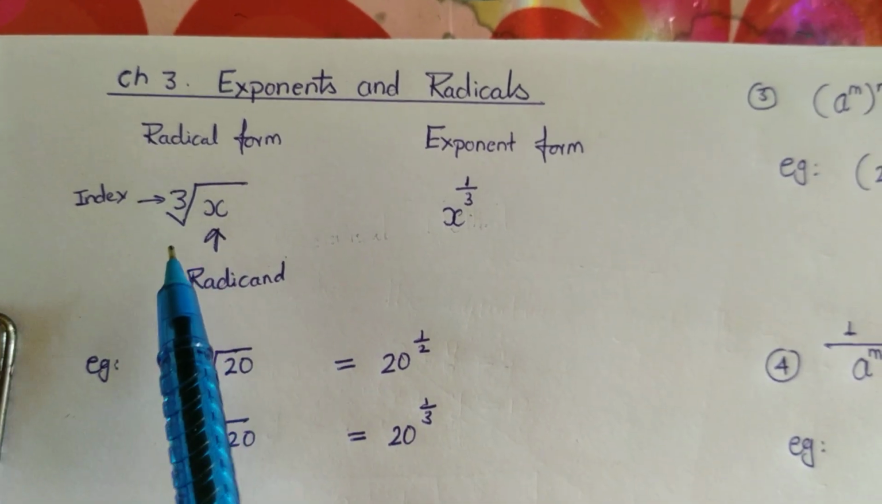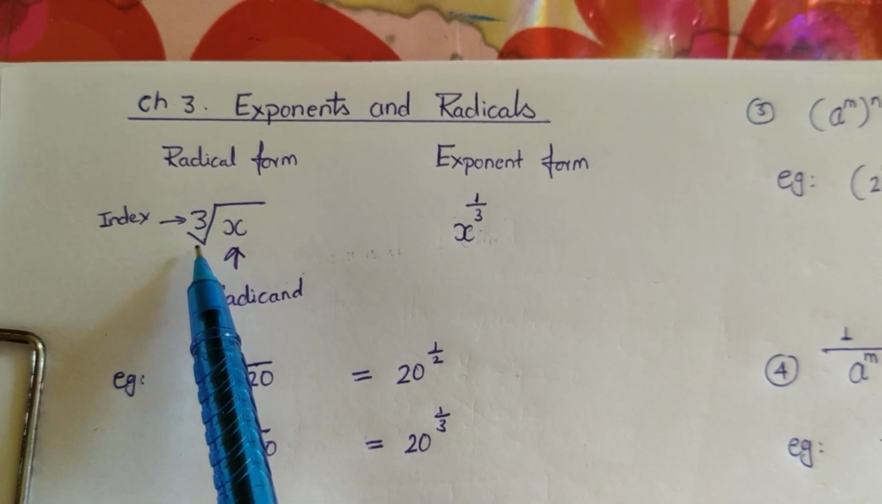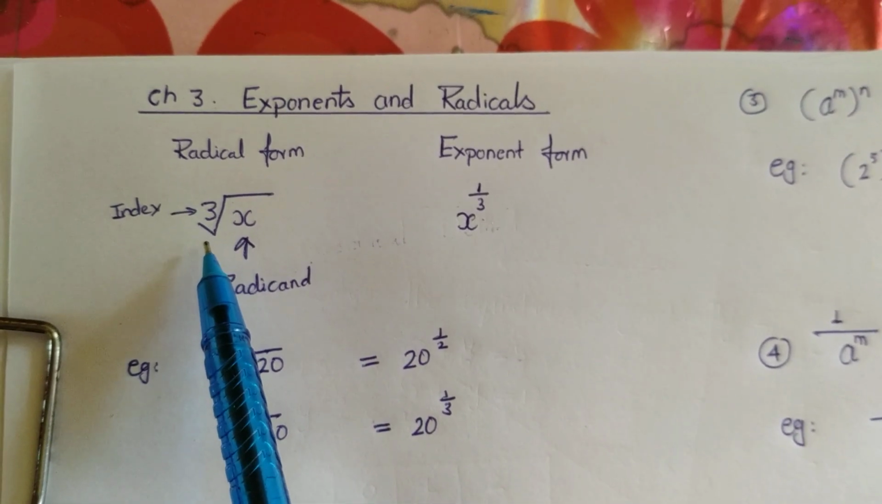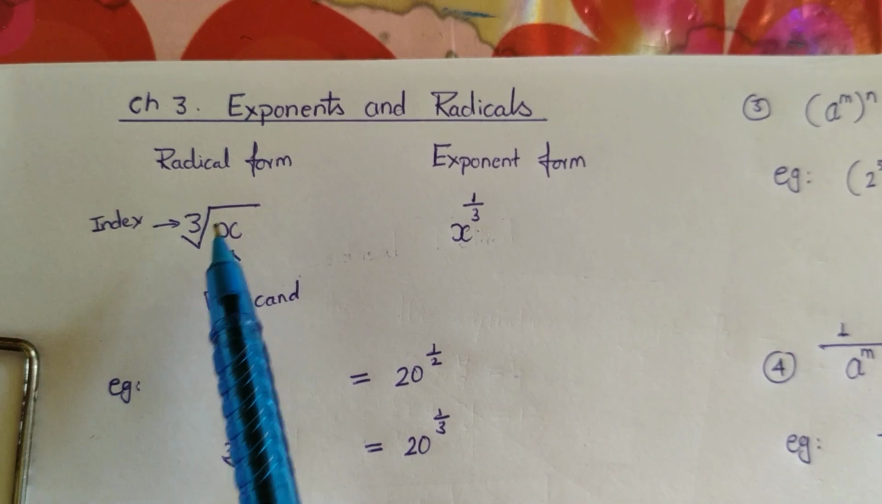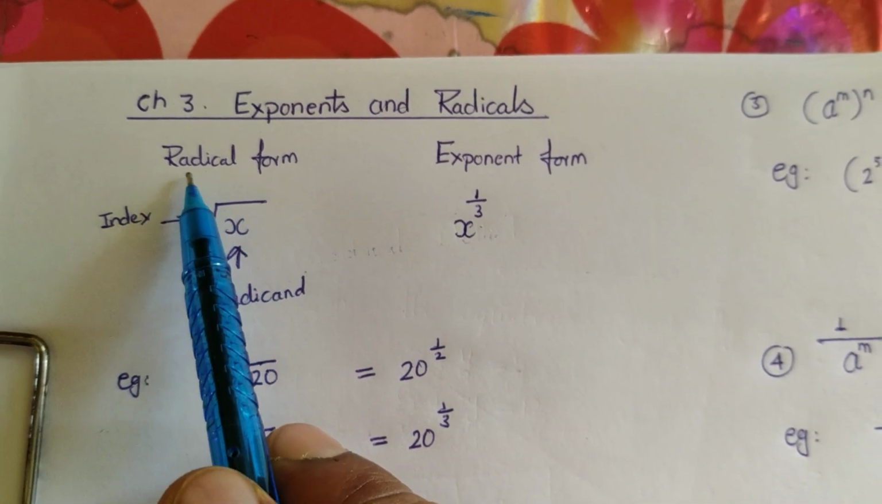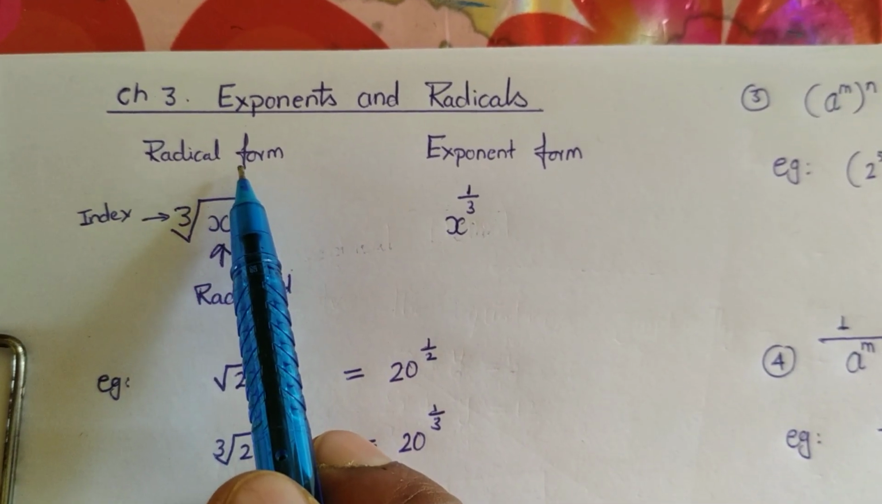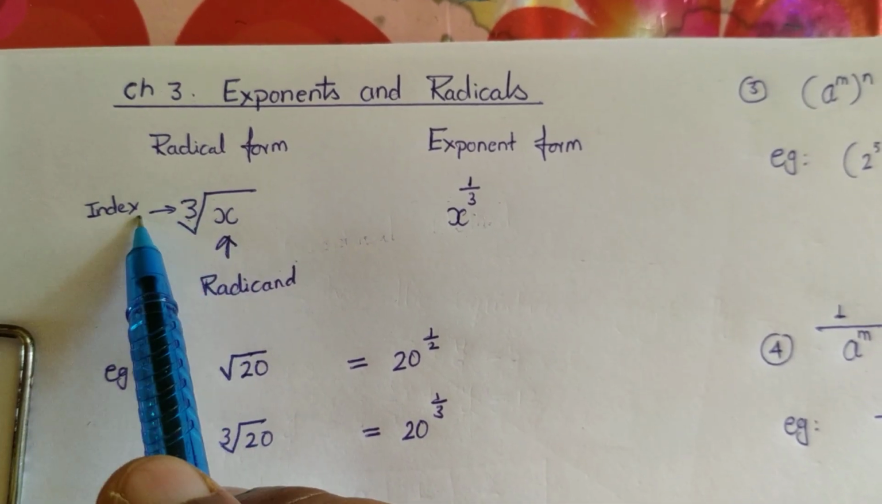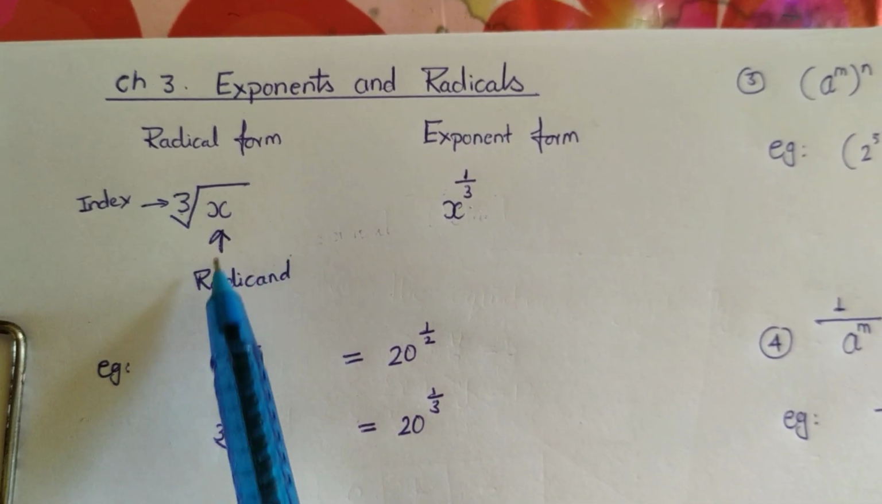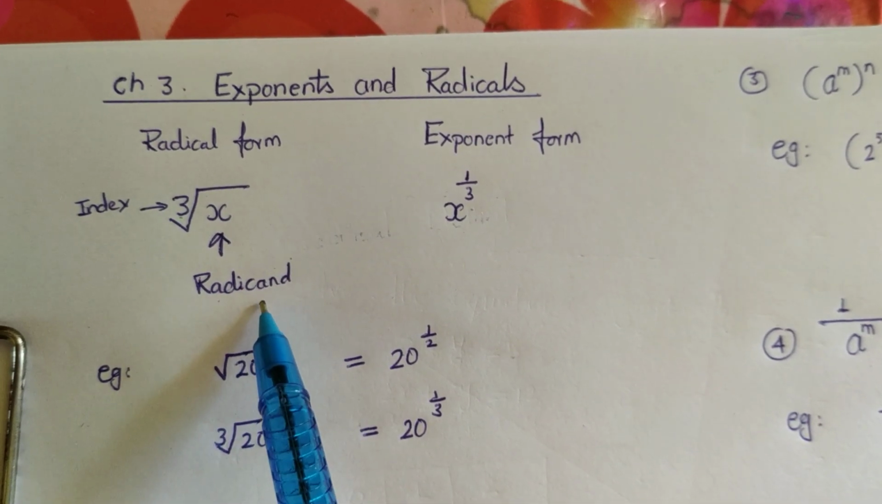Suppose we write cube root of x. You are already familiar with this form. This form is known as the radical form. Here 3 is known as index and x is called the radicand.